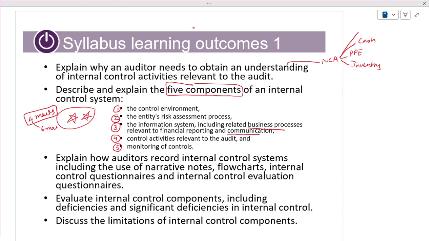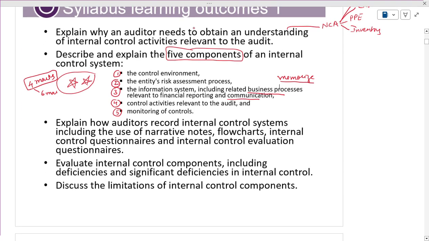Memorize this. Okay, I'm putting it very, very clearly. Memorize this. The control environment, risk assessment process, information systems, including how the business process will work, relevant to financial reporting and communication. That's all. And what are the control activities relevant? What are the controls about cash, for inventory, for property, plant and equipment, how the controls will work, and how we are going to monitor the controls. These are the things we will cover.